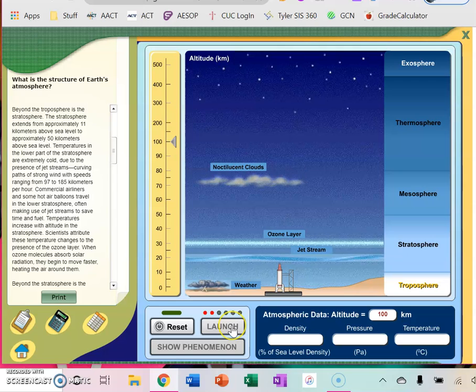100 kilometers. Meteor trails, sometimes called shooting stars, are actually rocks or other particles from space entering Earth's atmosphere and burning up before they hit the ground. They usually become visible around 100 kilometers above sea level.